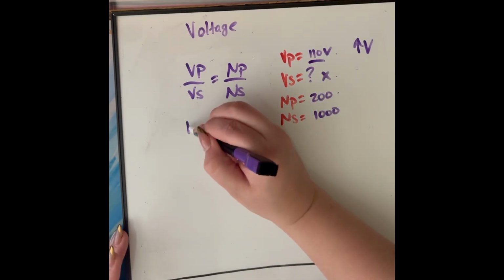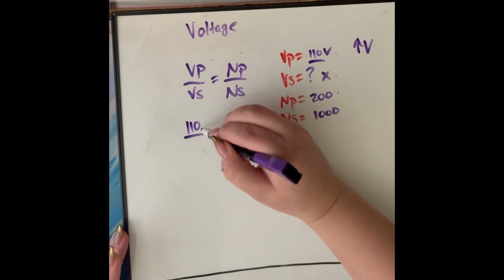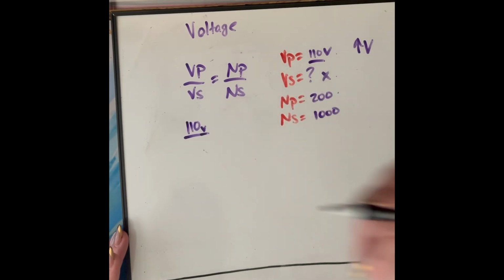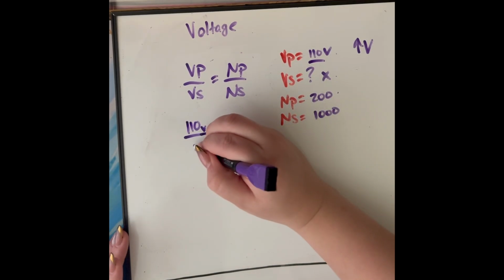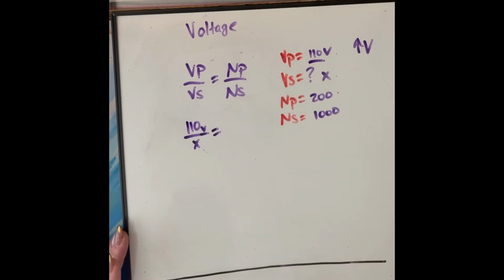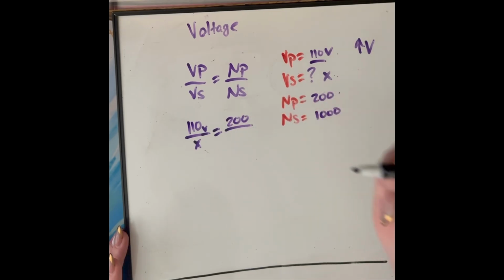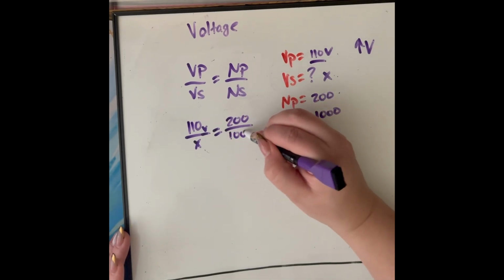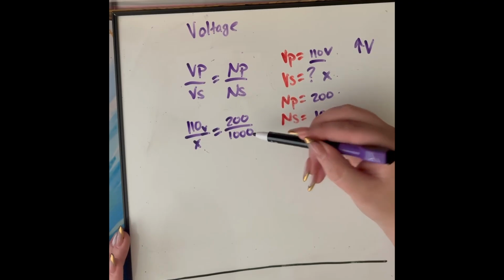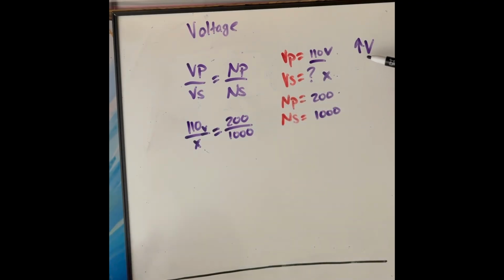Our VP is 110. That's our applied voltage. If you want to put the V there to remind you that it's voltage, that's totally fine. We're solving for our secondary voltage. Our number of turns on the primary side was 200, and on the secondary side was 1,000. 1,000 is much bigger, so again, we should expect our voltage at the end of the day to be higher, or even much higher than that 110.